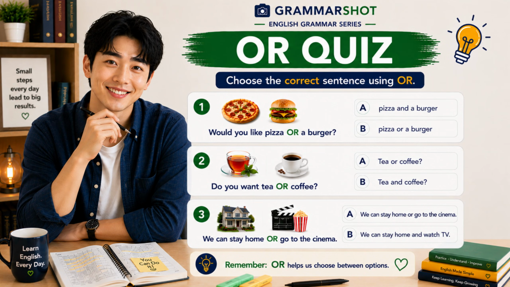Page 8. Now, let's practice or. Choose the correct sentence using or. Number 1. Would you like pizza or a burger? Number 2. Do you want tea or coffee? Number 3. We can stay home or go to the cinema. Think for 2 seconds. Great. Or is about choice.